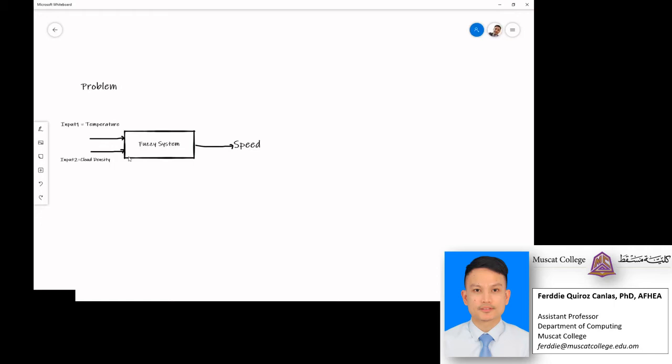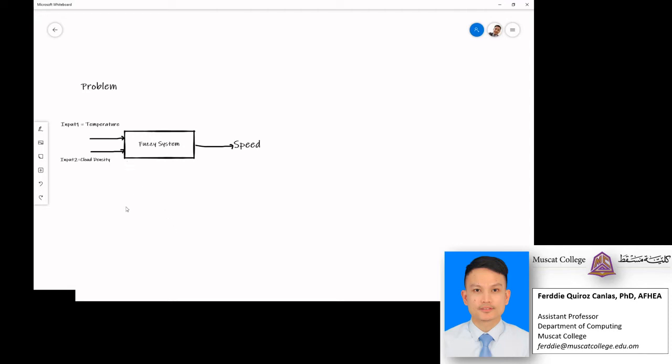So we have two inputs for this problem. The first one is the temperature being sensed by your car. It's about the weather temperature, okay? And input 2 is about the cloud density. So it's about the weather, okay? If it is about to rain or the clouds are thick, something like that.